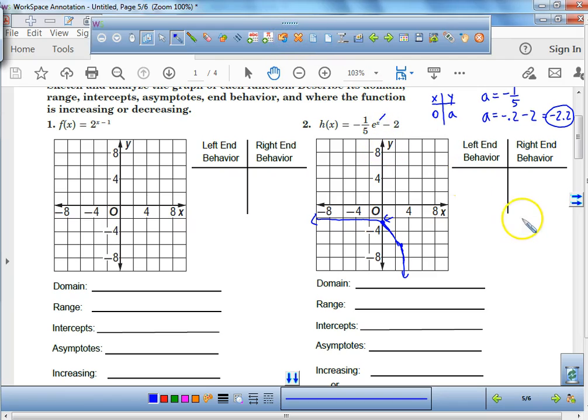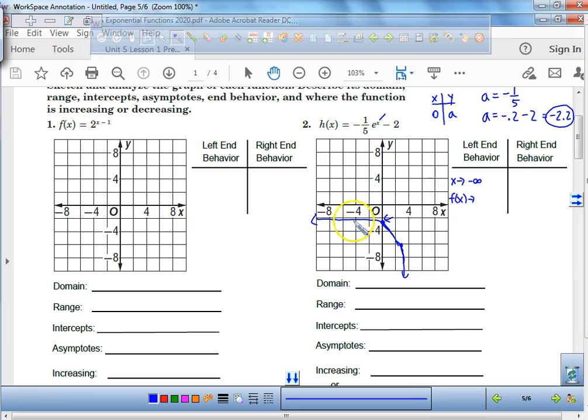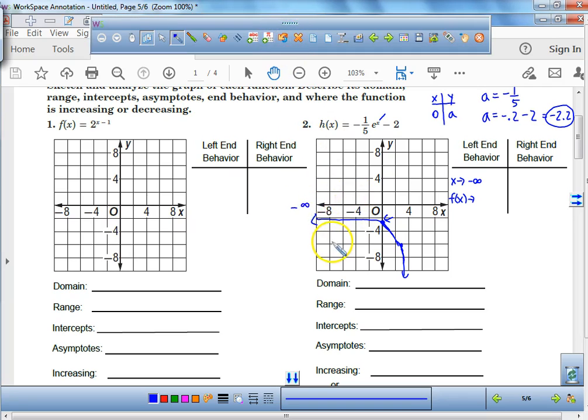Okay? Now, let's talk about our left-end behavior. You guys ready? As x approaches negative infinity, what does f of x approach? What would you guys say? As x is approaching negative infinity, what is f of x approaching? Nope. Nope.